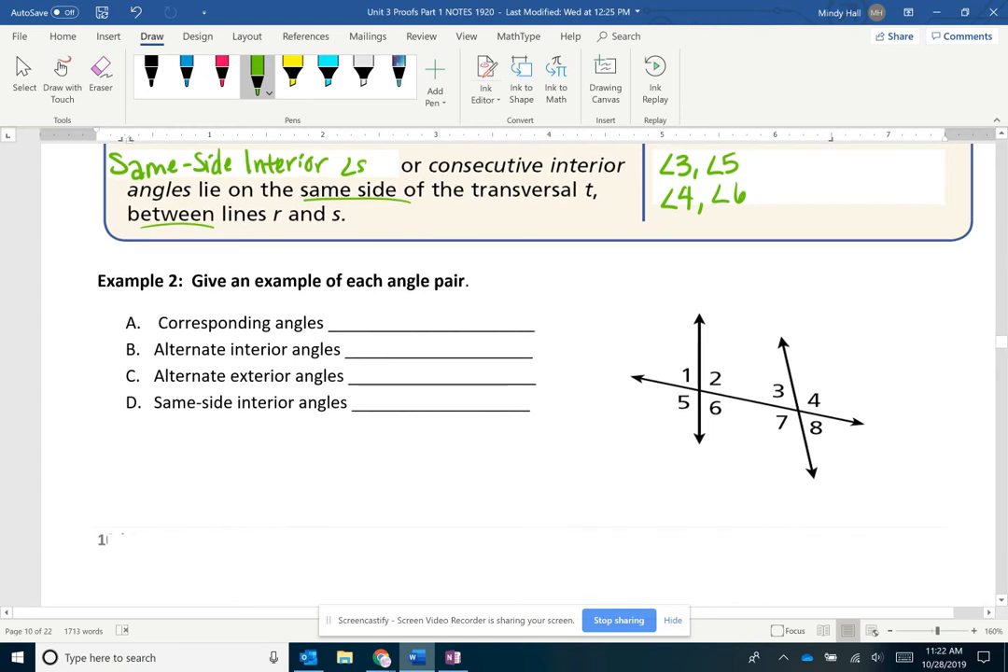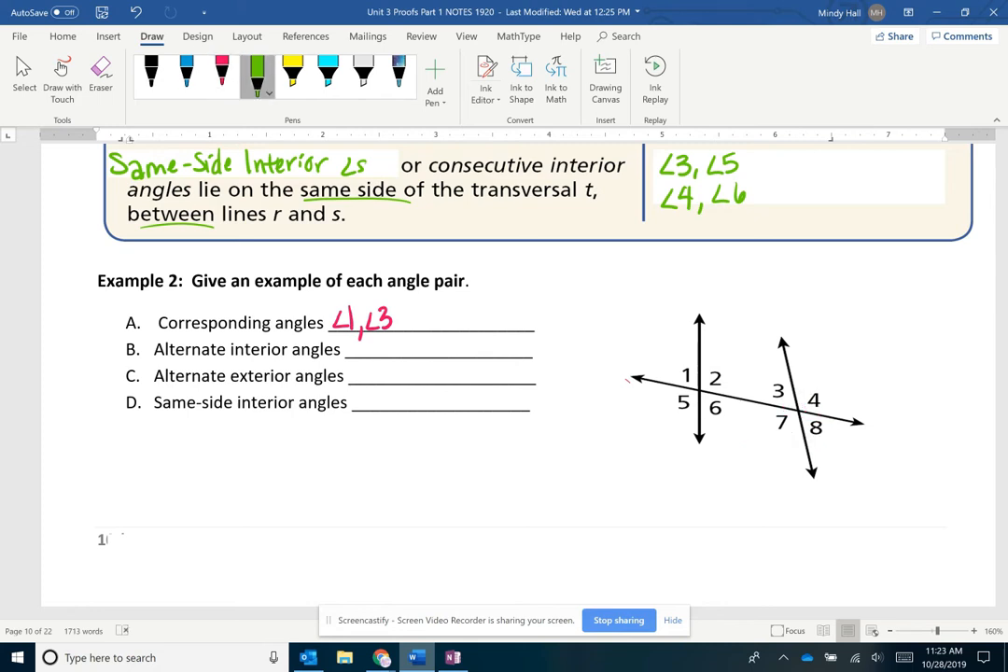So we want to first find corresponding angles. If I chose angle 1, that would be angle 3, because it's above the transversal, which is this line right here, and it's to the left of both of the lines. You could also say angle 2, angle 4, or angle 8, angle 6, or angle 5 and angle 7.